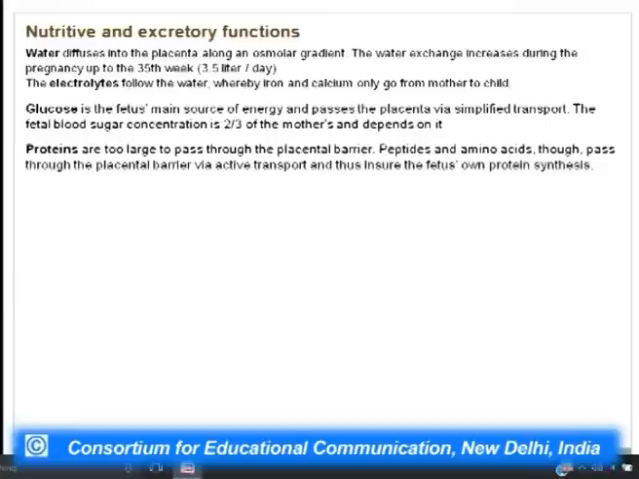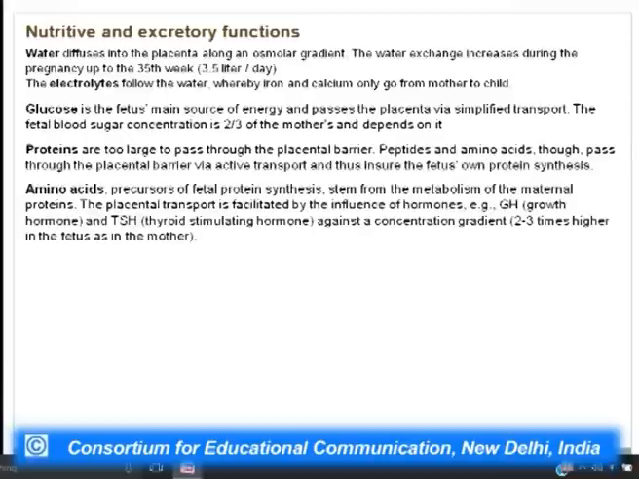Proteins are too large to pass through the placental barrier. However, the peptides and amino acids can pass through via active transport and thus ensure the fetus' own protein synthesis. So the raw materials can pass on from the maternal side to the fetal side, where the protein synthesis can take place. So proteins are too large to cross the placental barrier and therefore they are not transferred. The amino acid precursors of fetal protein synthesis stem from the metabolism of the maternal proteins.